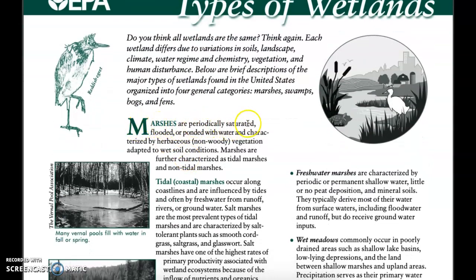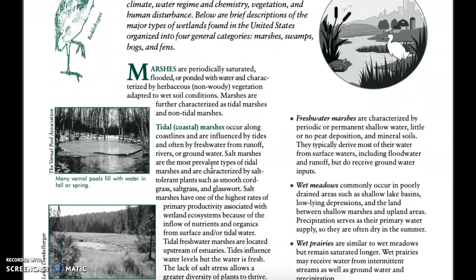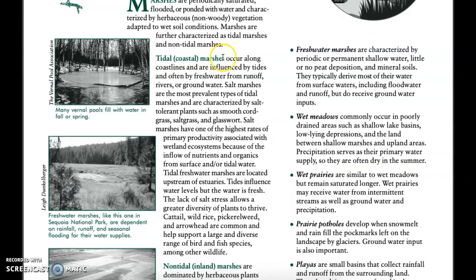Marshes are periodically saturated, flooded, or ponded with water and characterized by herbaceous, non-woody vegetation adapted to wet soil conditions. Marshes are further characterized as tidal marshes and non-tidal marshes. Tidal, coastal marshes occur along the coastlines and are influenced by tides and often by fresh water from runoff, rivers, or groundwater. Salt marshes are the most prevalent types of tidal marshes and are characterized by salt-tolerant plants such as smooth cordgrass, saltgrass, and glasswort.